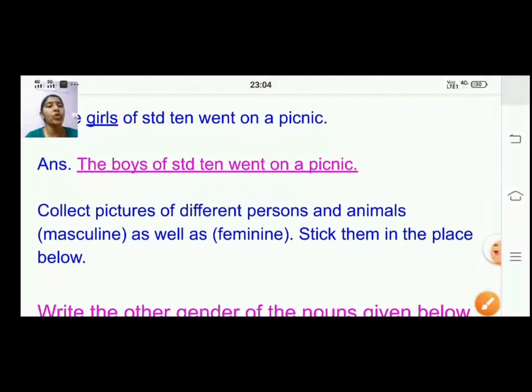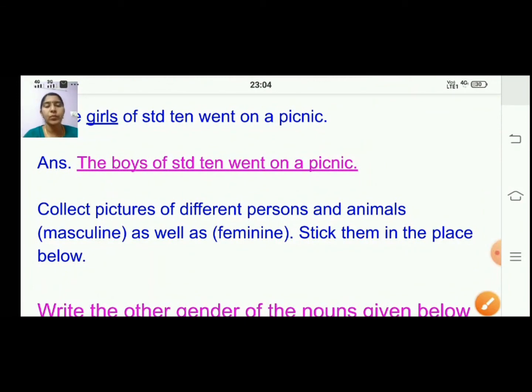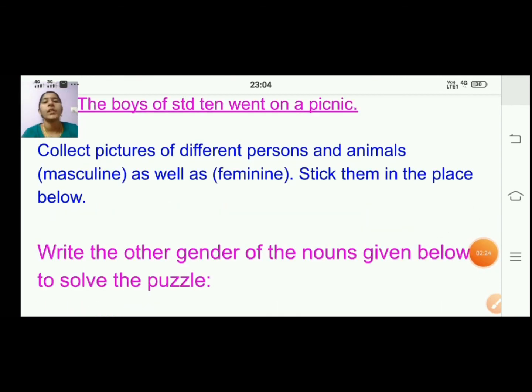Then I told you that you can collect the pictures of masculine gender if you have the book and paste them in the place given, and the feminine gender pictures you just paste in the place given to you. Right, children? So these are the things which we saw today.